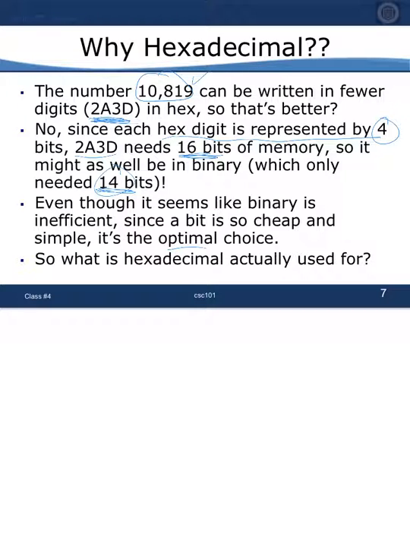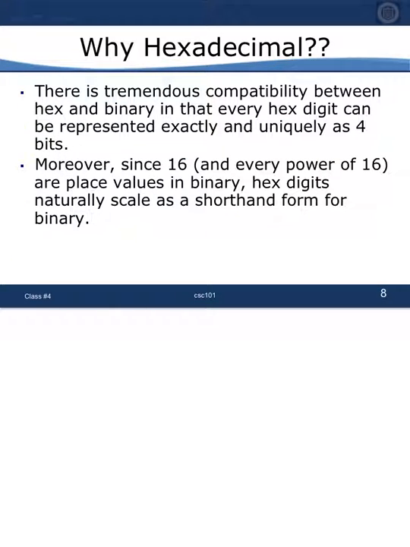So why am I torturing you, I guess, and making you learn or think about hex? What is it actually used for is a good question. Well, there's a lot of compatibility, which hopefully you are already seeing, between hex and binary. Now, it's true, binary is the winner. That's what your computer speaks. It doesn't speak hex. So what role does hex actually play?